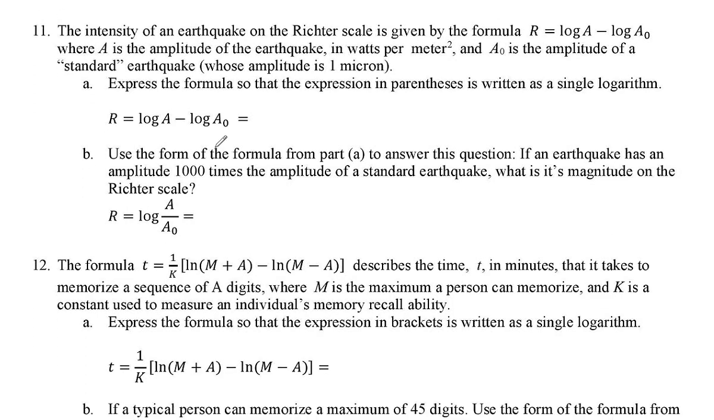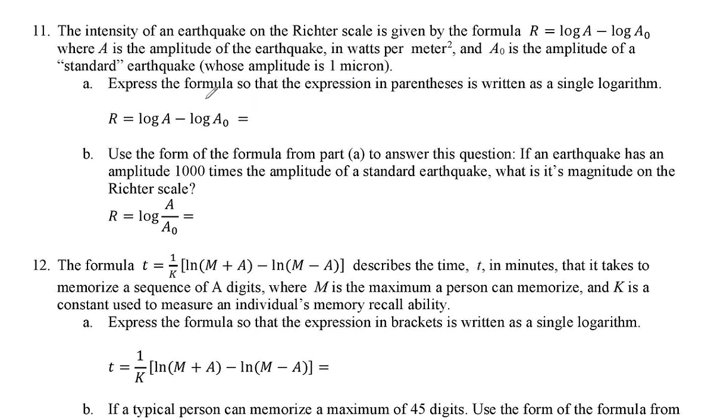In problem 11, we are doing an application of logarithms, looking at the Richter scale. So you'll have a similar application. So the formula for the Richter scale is log of A minus log of A0. A stands for amplitude of an earthquake in watts per square meter. And A0 is going to be the amplitude of what they would call a standard earthquake. And that's an earthquake that has amplitude 1 micron. So a micron's a millionth of an inch. Okay, so it's basically they're comparing it against the smallest earthquake that you could feel.